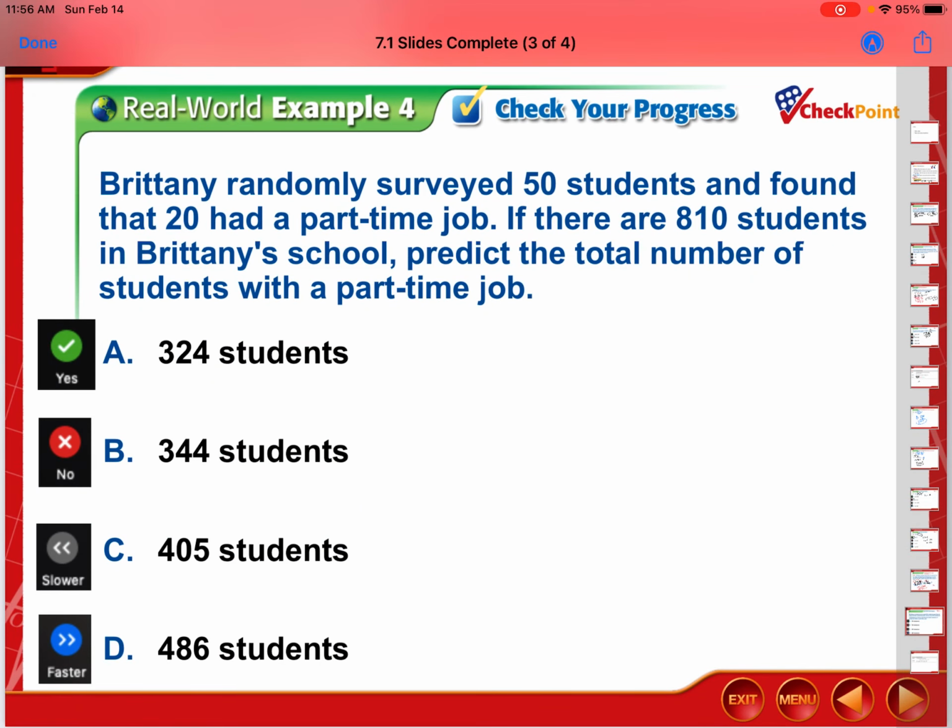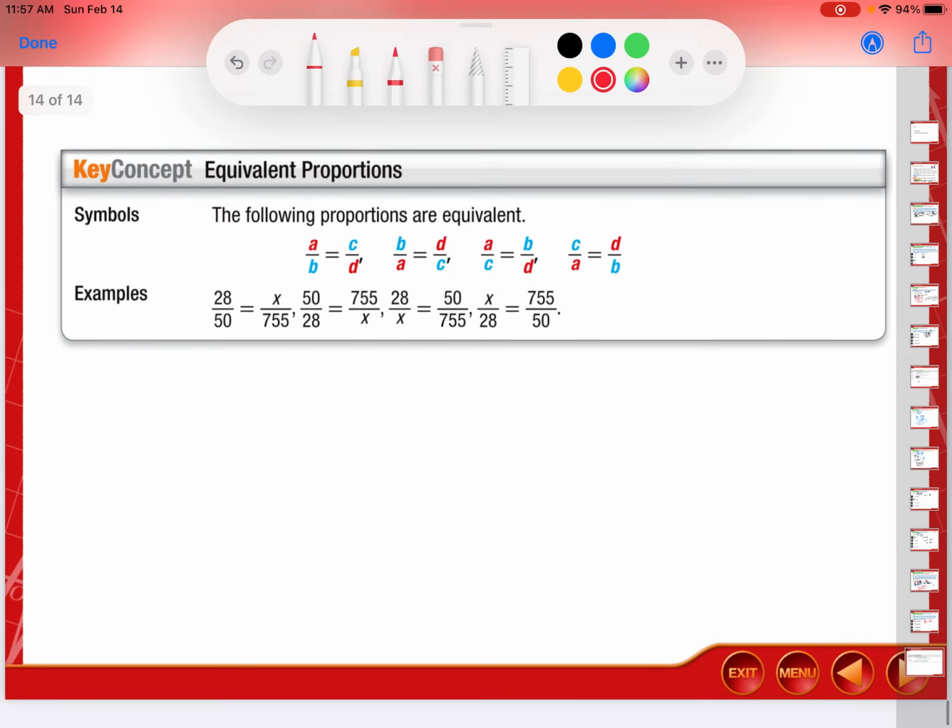All right, so Brittany randomly surveyed 50 students and found that 20 had a part-time job, so 20 out of 50. And then if there are 810 total students in Brittany's school, predict the total number of students with part-time jobs. So once again, we set this up, we cross multiply, and we would find out that, oh no, I messed up my calculator. There we go, much better. 324 students have part-time jobs.